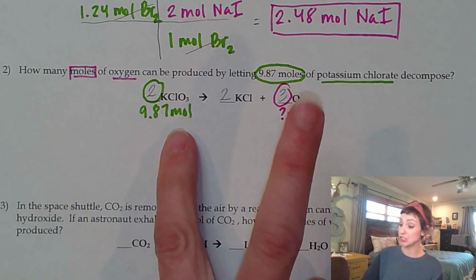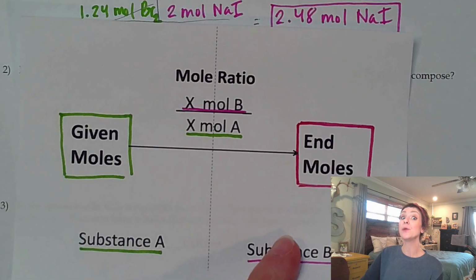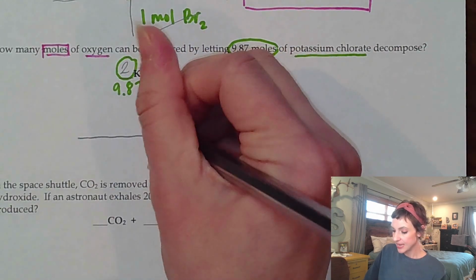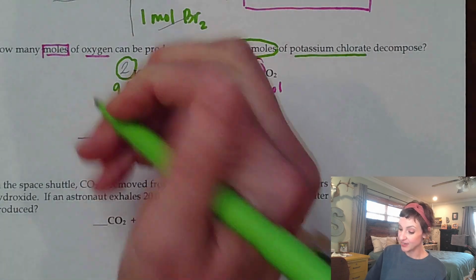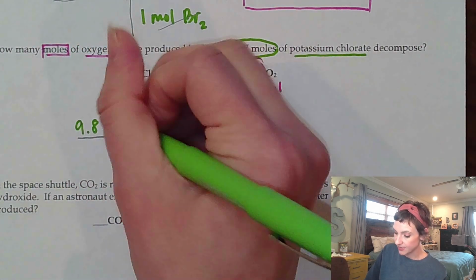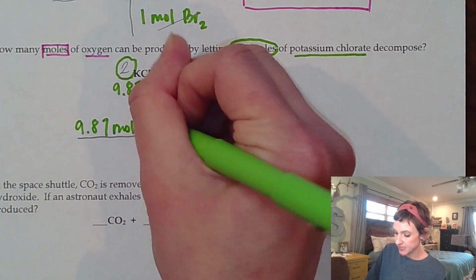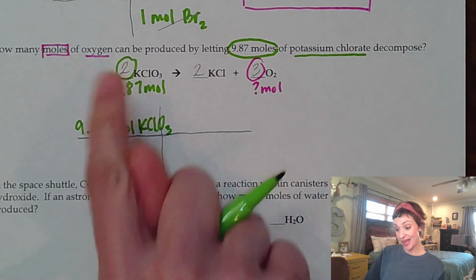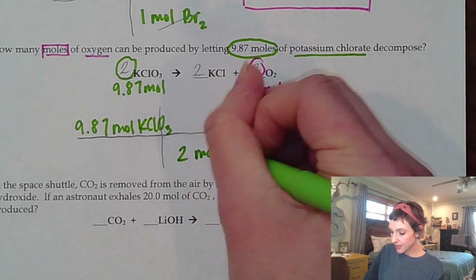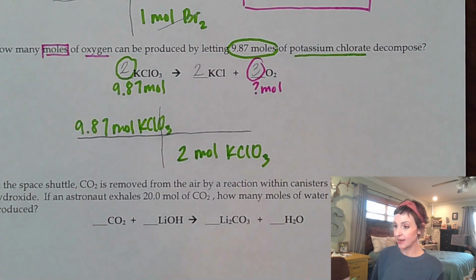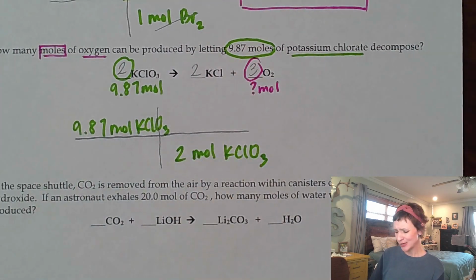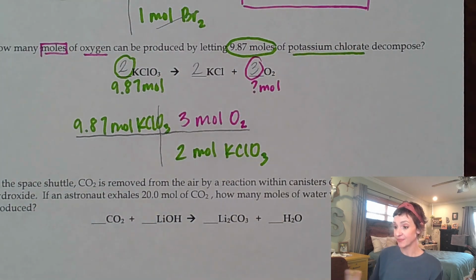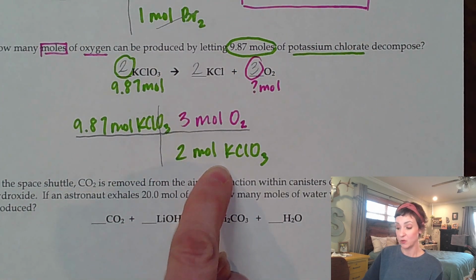But it is still a moles to moles problem, which as a reminder is only one step utilizing that mole ratio. So it is a 1-step problem. I'm excited. And I'm ready to go. I write my given, who is 9.87 moles. I didn't give myself enough space. Whoops. Potassium chlorate. Well, mole ratio time. I have 2 moles of potassium chlorate for every how many moles of oxygen? That is a 3. 3 moles of oxygen. I have a 2-to-3 ratio of potassium chlorate to oxygen.